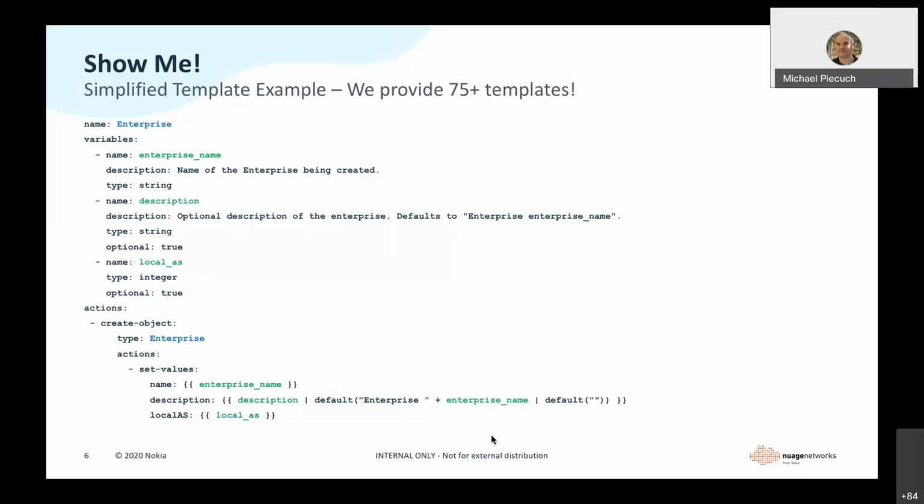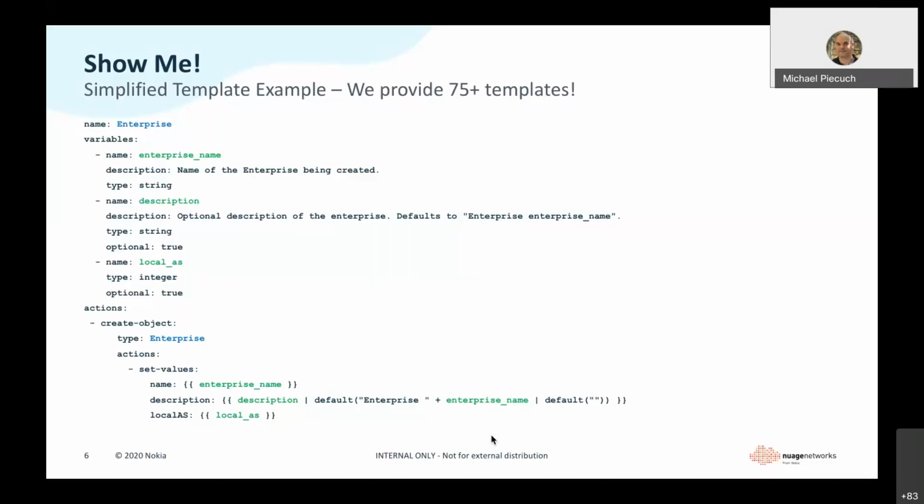And then you'll see what are called Jinja tags, and these are double curly braces. You can see enterprise name, description, and local AS are in curly braces. This is where the variables from the user are substituted into the template to be applied to the VSD. This templating format also allows for some mild transformations in the form of what are called filters.